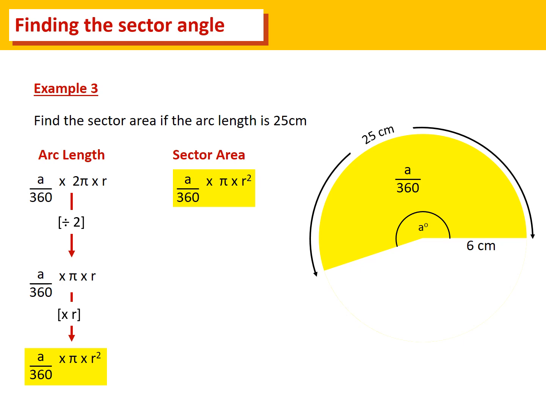So the two steps to change the arc length into the sector area: the first step is to divide by 2, and the second step is to multiply by r. So if we apply that to our arc length given to us, which was 25, divide by 2, and then multiply by the radius, which is 6, that gives us 75, which was the answer we obtained doing the question the previous way. And I think you'll agree that's a simpler way of doing it.